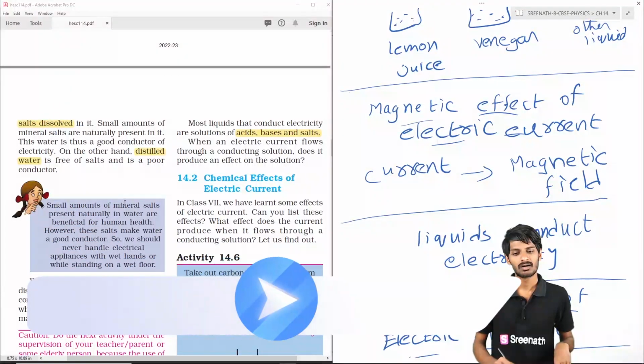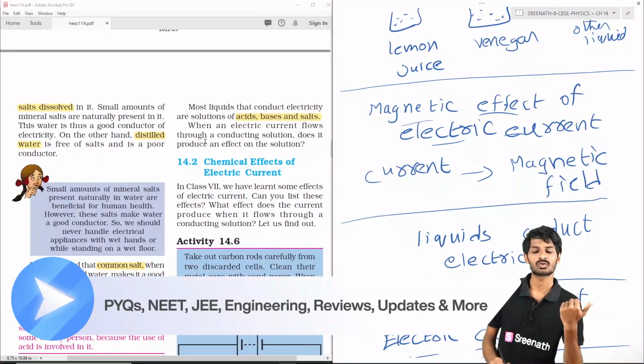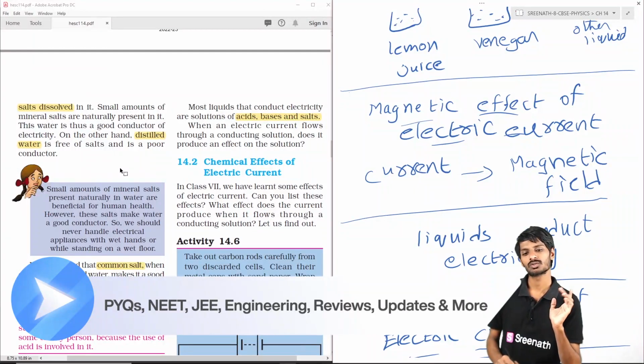So finally, what is our conclusion, students? Acid solutions, base solutions, and salt solutions will conduct electricity very well, students. Okay, distilled water is not a good conductor, students.